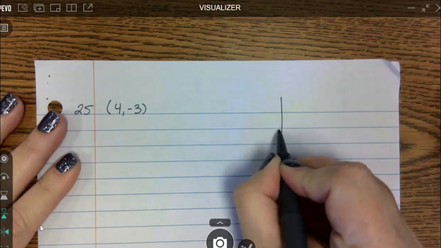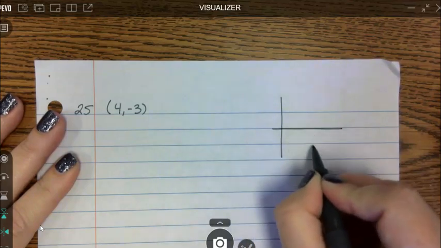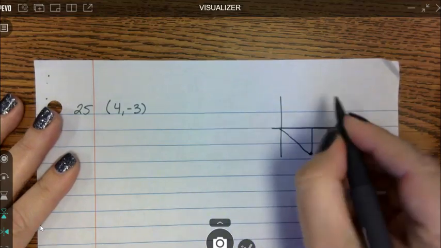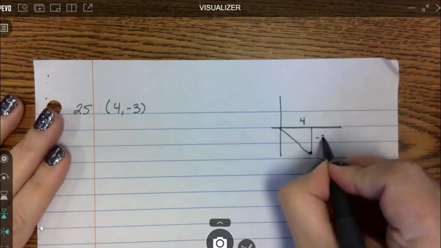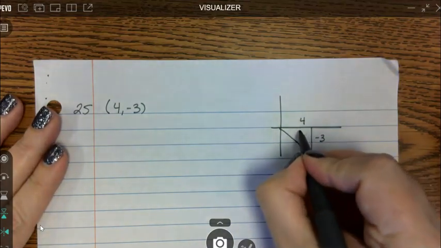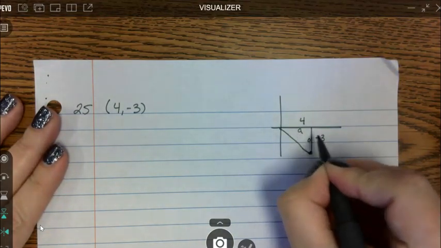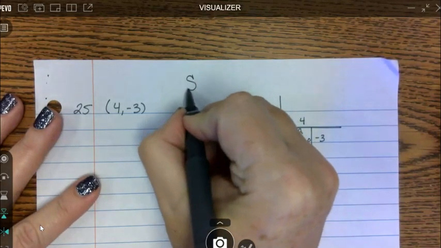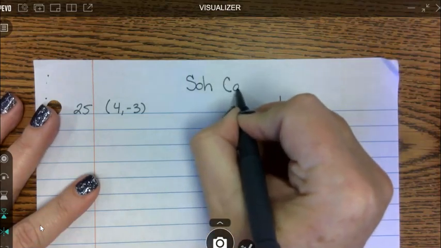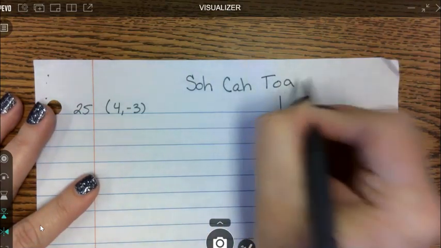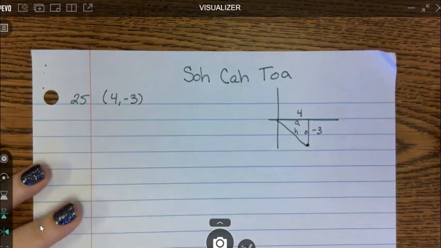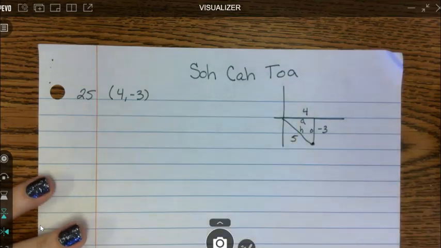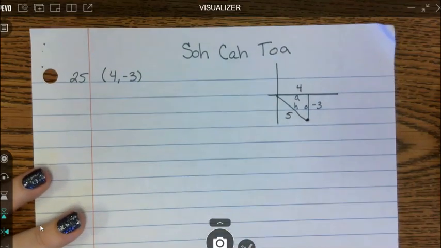Okay, so 4, negative 3. So we're going to make our triangle. So here is our 4. Here is our negative 3. Do not forget to label. Remember, x is always adjacent. SOH-CAH-TOA. You can do the Pythagorean theorem or know that this is a 3, 4, 5 triangle. Remember, hypotenuse can never, ever, ever be negative.